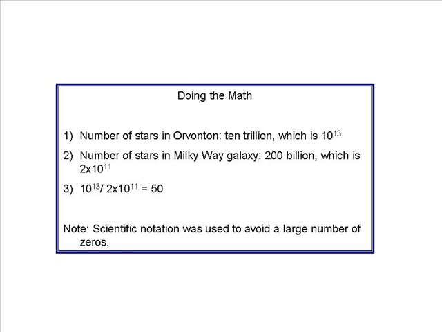As you can see from slide 14, 10 trillion is 50 times larger than 200 billion, and 25 times larger than 400 billion. So unless our astronomers have grossly underestimated the number of stars in our galaxy, it would take 25 or 50 Milky Way galaxies to equal one Orvonton. This reinforces the idea that our Orvonton may be much larger than our galaxy.